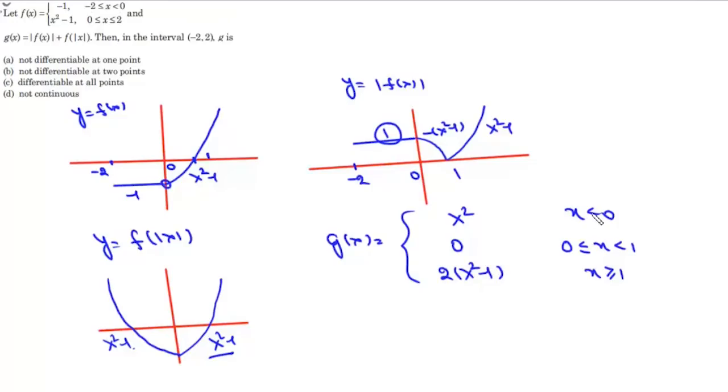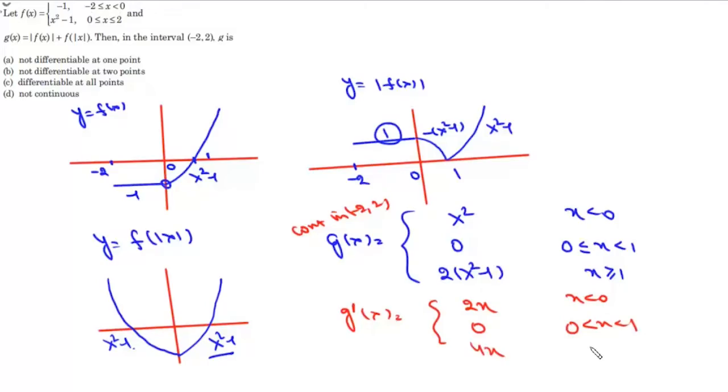Now since both the functions are continuous, this function g(x) is continuous from minus 2 to 2. Now we have to check its differentiability. Now we find g dash x, it will be 2x when x is less than 0, and it will be 0 between 0 and 1, and it is 4x when x is greater than 1. Now at 0, it is differentiable because 0 negative is 0 and 0 positive is 0. So it is differentiable at x equal to 0, and at 1, its left hand derivative is 0 and right hand derivative is 4. Not differentiable at x equal to 1. So answer is not differentiable at 1 point, and that's your option A.